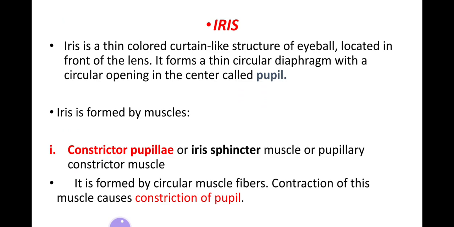Iris is a thin colored curtain-like structure of the eyeball located in front of the lens. It forms a circular diaphragm with a circular opening in the center called the pupil. Iris is formed by muscles. Number 1 muscle is the constrictor pupillae, also known as the iris sphincter muscle or pupillary constrictor muscle. It is formed by circular muscle fibers. Contraction of this muscle causes constriction of the pupil. Here is a very important point: constrictor pupillae leads to constriction of the pupil.